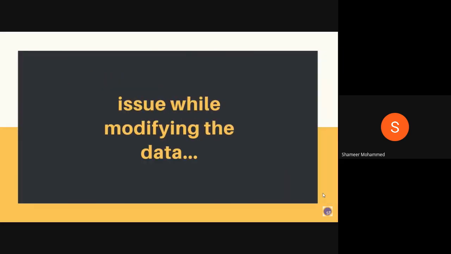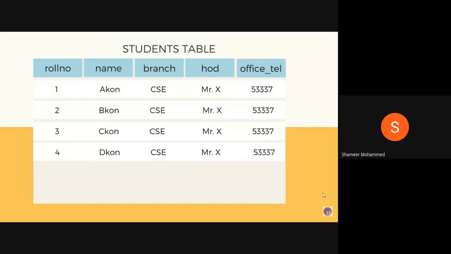Now let's see what updation anomaly or modification anomaly is. So let's say if the HOD or the head of the department leaves for some reason, making the students happy, and the department gets a new HOD, and the system administrator has to update all the student records with the new name of the HOD.